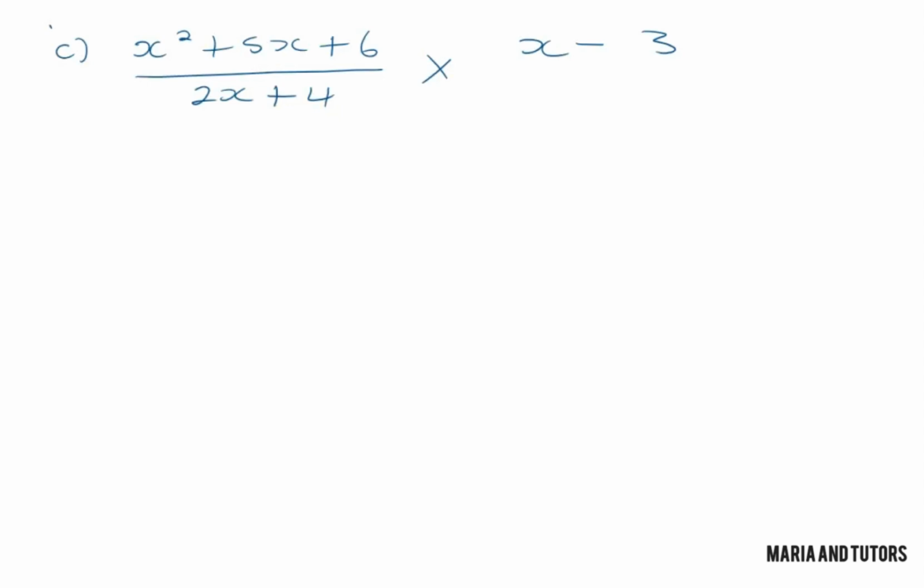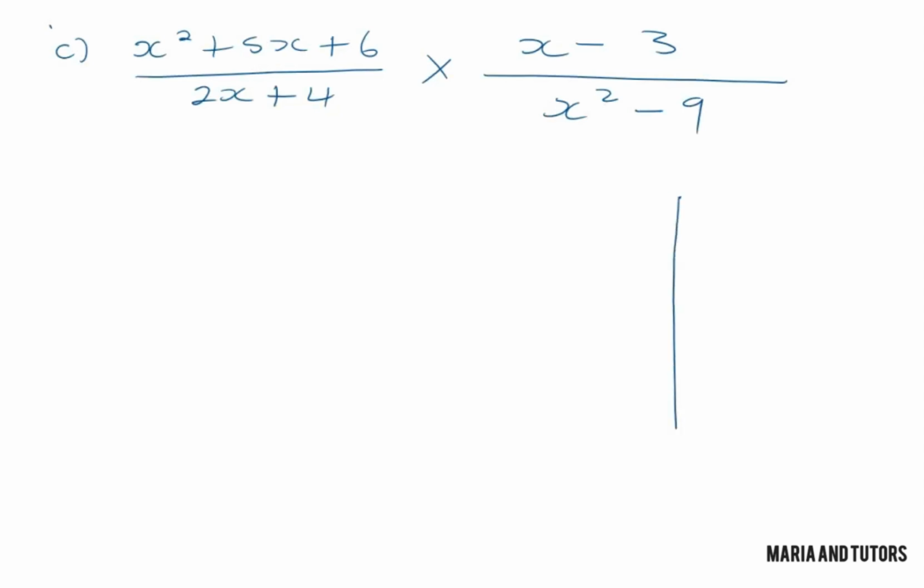Okay, let's go to the next question, which is question letter C. The expression that is given to us is (x² + 5x + 6) divided by (2x + 4), multiplied by (x − 3) divided by (x² − 9).